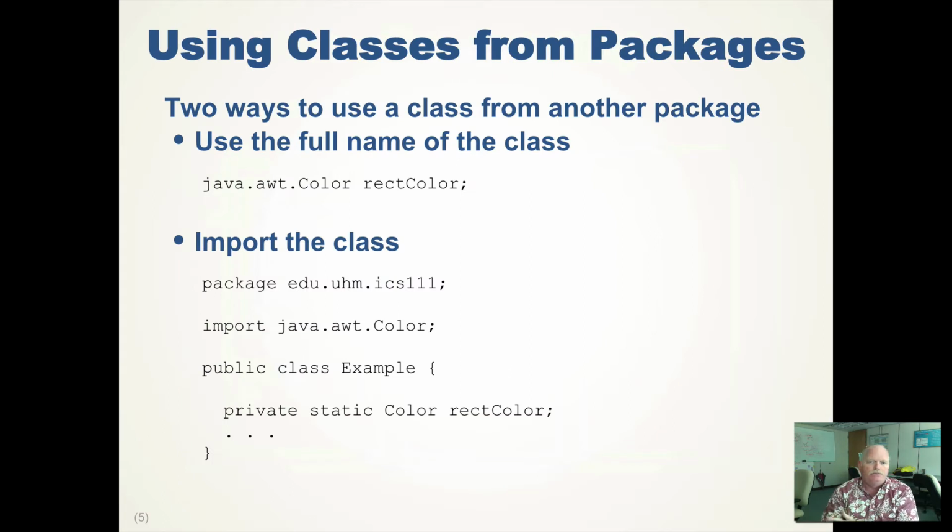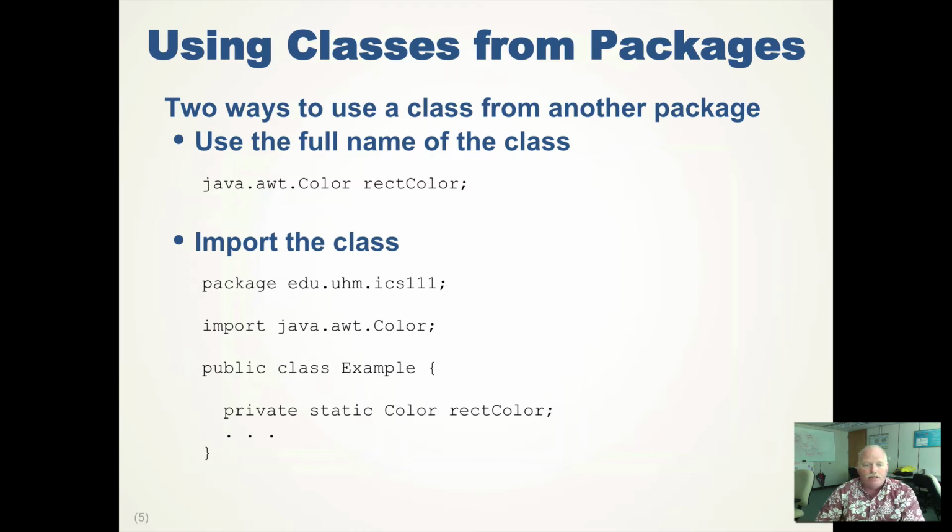So how do we use classes from these different packages? And there are hundreds and hundreds of these packages. Well, there are two ways to do that. First way is to actually use the full name of the class. So we can declare a variable rectColor, and it's of type java.awt.Color. So we just give it the full package name plus class name, and we can create the variable. And that's all we need to do. That just gets a little bit cumbersome, always having to refer to java.awt.Color.